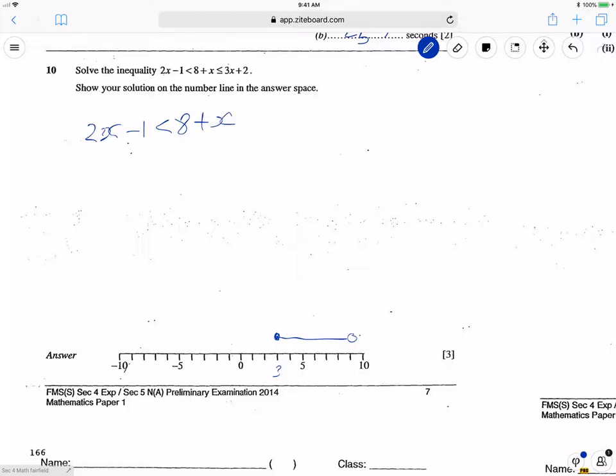Okay, this is your one equation. And then the other side is 8 plus x less than or equal to 3x plus 2. Okay, and then both sides. That's how we solve this. We're going to solve both sides. Do you need me to solve? So it should be quite okay, right? So we continue.